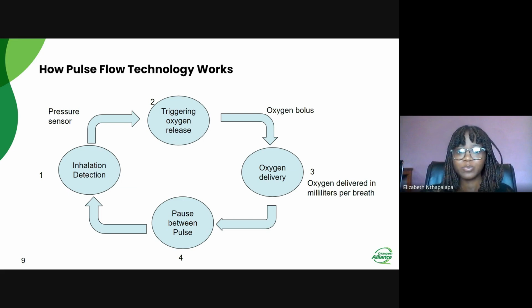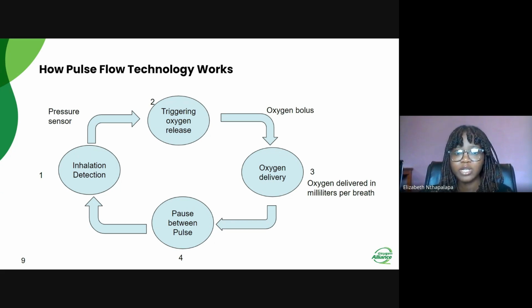So after each pulse of oxygen is delivered, there is a brief pause. Now we're going to the fourth step, which is pause between pulse. There is a brief pause before the next pulse is released. During this pause, no oxygen is delivered, allowing the patient to exhale naturally without wasting oxygen. That is why at the beginning I said that the pulse dose technology only provides oxygen on demand. So using this process, we are seeing that the oxygen capacity of pulse flow is determined by the volume of oxygen delivered within each inhalation.